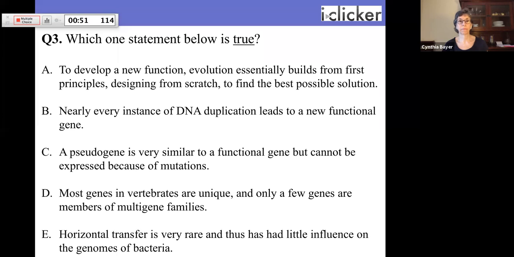How's everybody doing? Can you identify something wrong in each of 4 of the statements? All right, let me close it up. 5 more seconds. Everyone had a chance to vote. All right.